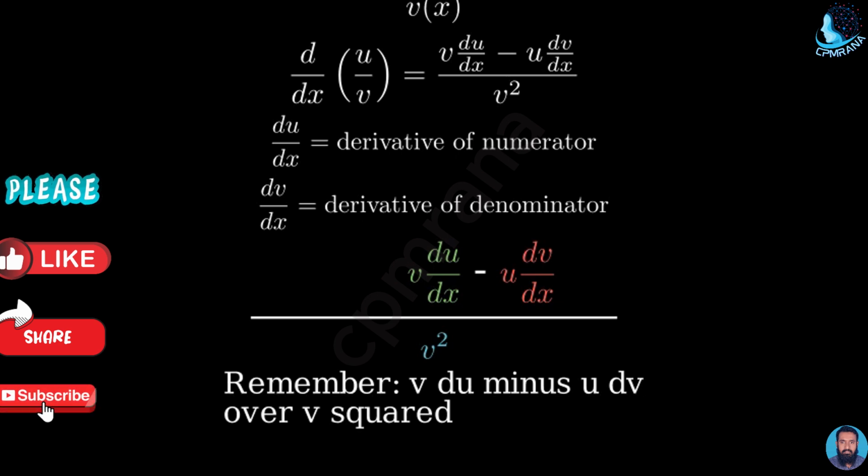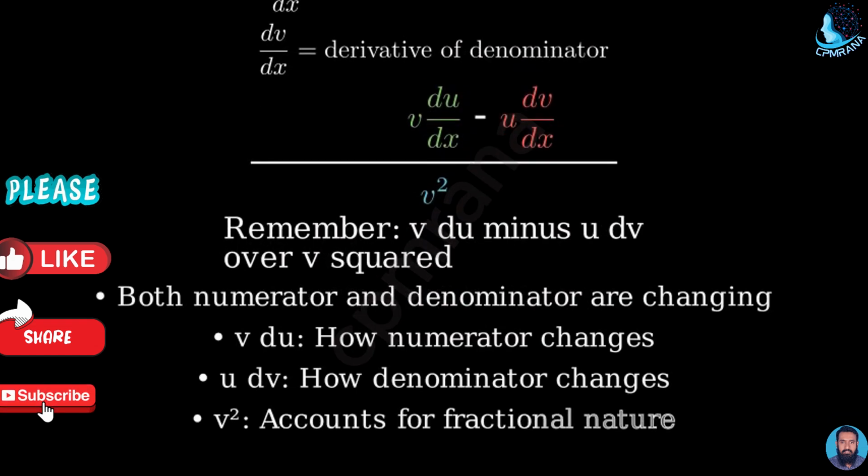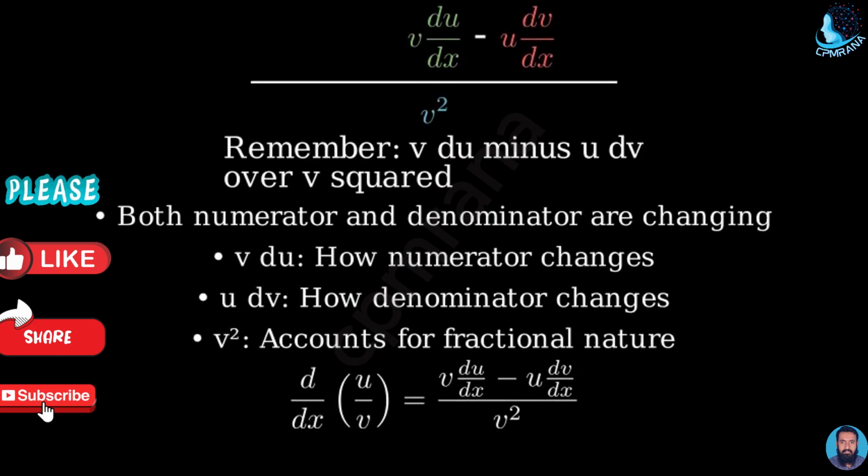Let's see why this makes sense. When we have a fraction and both the top and bottom are changing, we need to account for both changes. The v du term represents how the numerator is changing, while the u dv term represents how the denominator is changing. We divide by v squared because we're dealing with a fraction, and changes in the denominator affect the whole fraction quadratically. In conclusion, the quotient rule is a powerful tool for finding the derivative of a fraction where both the numerator and denominator are functions. Remember the pattern, v du minus u dv, all over v squared.